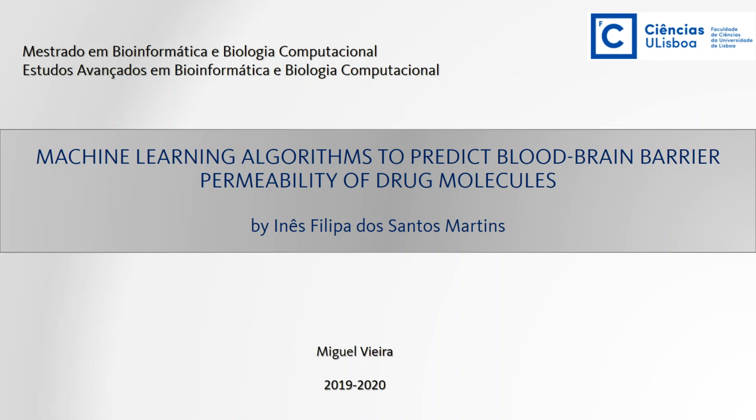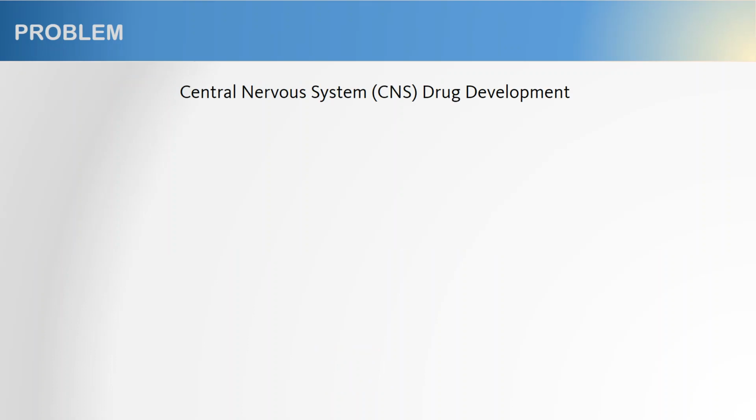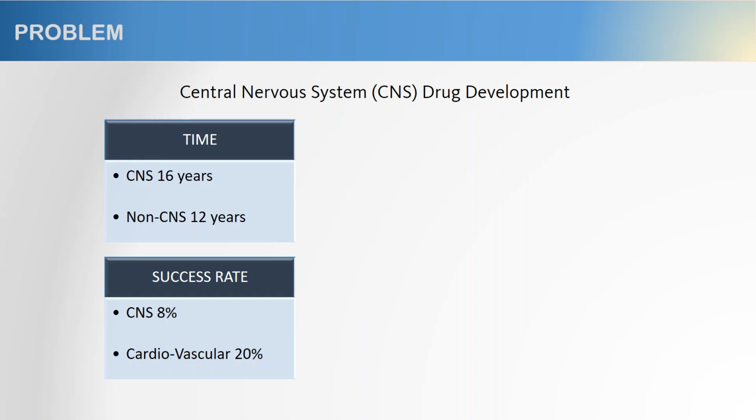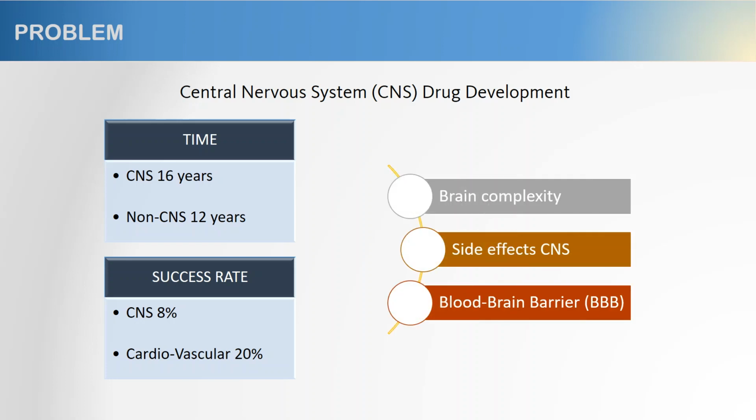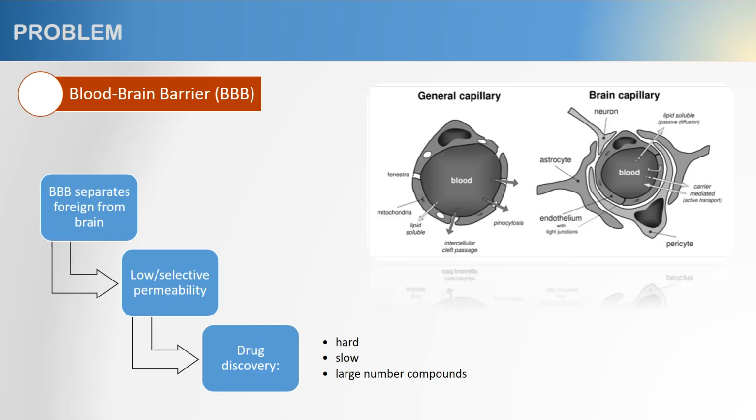Machine learning algorithms in the prediction of blood-brain barrier permeability. The development of drugs targeted to the central nervous system is a very long process, up to 16 years, and has a very low success rate. This is due to the extraordinary complexity of the brain, the high degree of side effects, and most importantly, the presence of a blood-brain barrier.